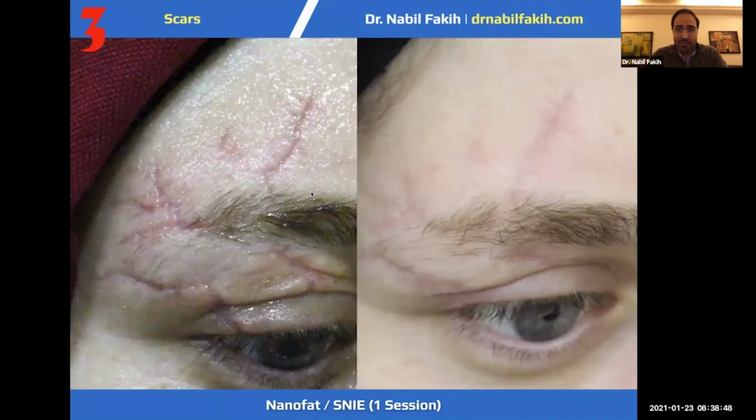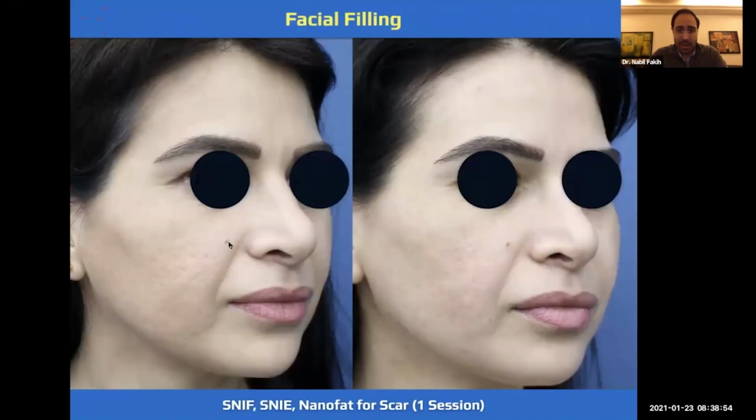For scars, with NanoFat, the redness and the quality of the scar improve, it's like magic for me. As I told you, this is another patient who had some scars here, only one session. I'm showing one session. Later, I will show you patients with more sessions. But with one session, see there's improvement in the quality of some scars. I injected SNIF, SNIE, and NanoFat in one session.